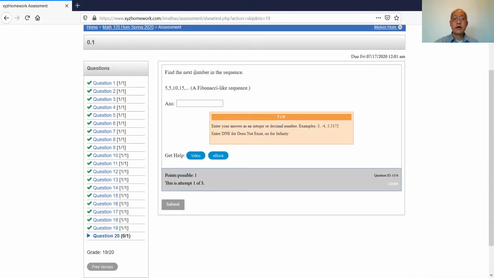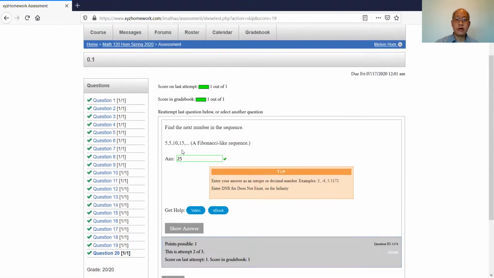And find the next number in the sequence. This is called a Fibonacci-like sequence. That means the way to get the next number, you add the 2 numbers before. So they give us 5 and 5. Notice how it goes. 5 plus 5 is 10. Then 5 plus 10 is 15. So you just add the 2 numbers before that. So the 2 numbers that I add up are 10 and 15, and that gives me 25. So it looks like we're going to say the answer is 25. And there we go.